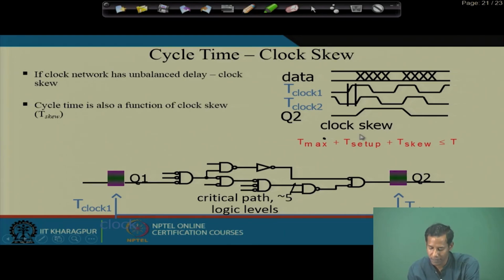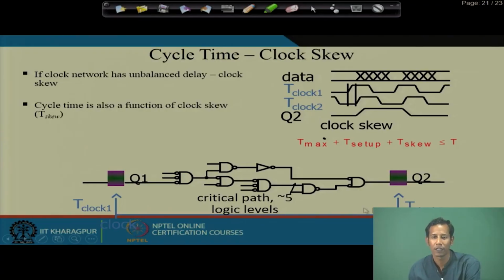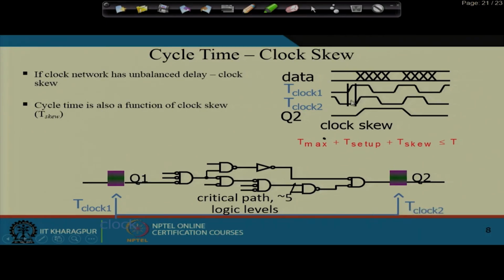Depending on that clock skew, you can see that this is the clock 1 signal, whereas clock 2 will be shifted by some time, as it is coming through a long path, arriving at Q2 after a long path. That is why this particular edge is not aligned to clock 1; there is some difference. This is nothing but an example of clock skew.